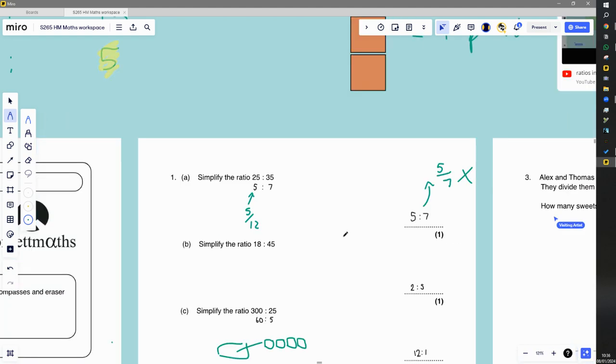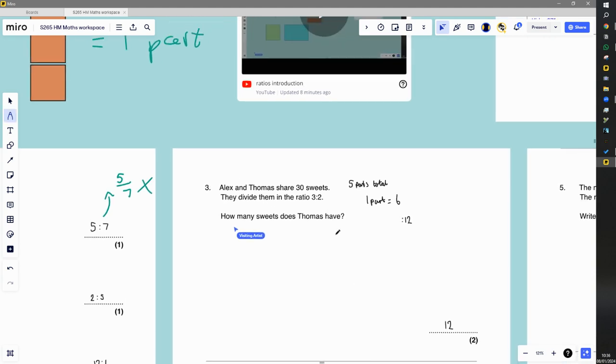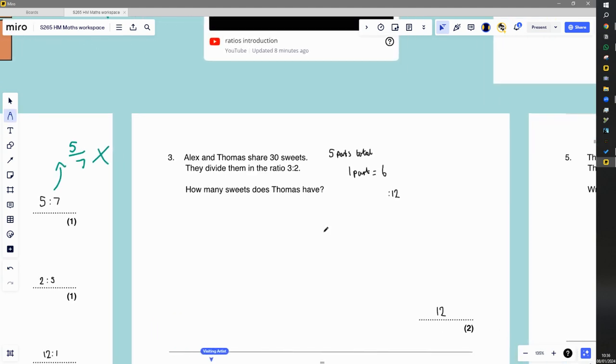Okay, let's look at how this might come across in a wordy question. They said, how many sweets does Thomas have? It's a 3-to-2 ratio. What if they said, what fraction of the total sweets does Thomas have? Well, it's 5 parts total. He's got 2 parts. So he has 2/5 of all of the sweets.